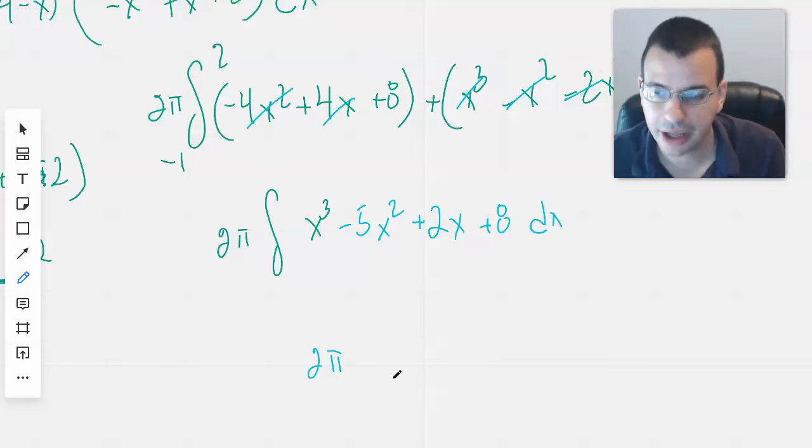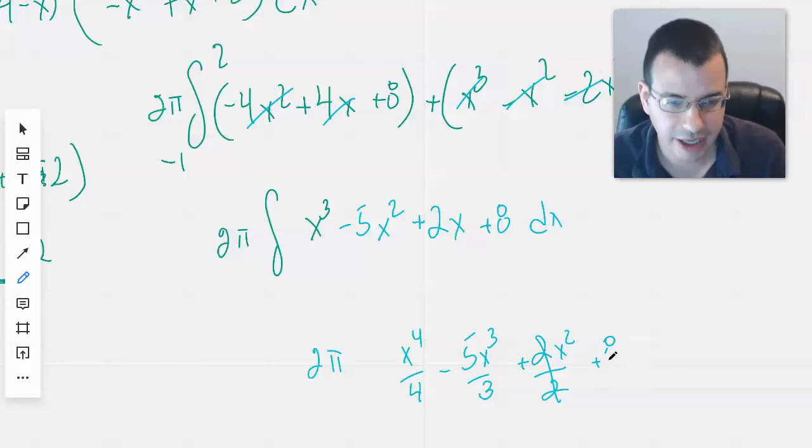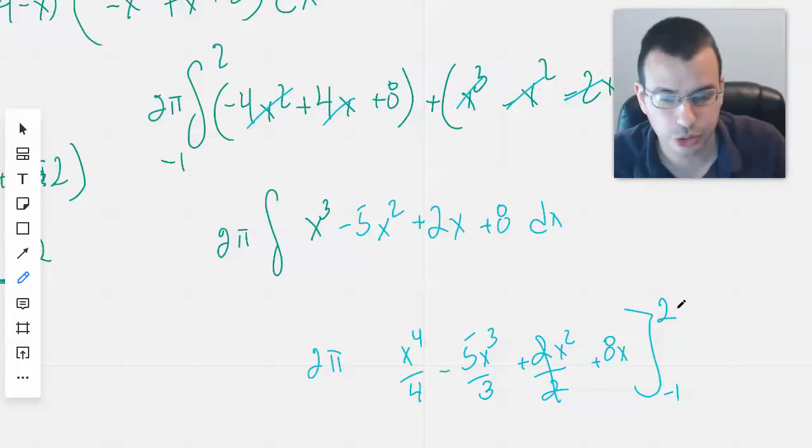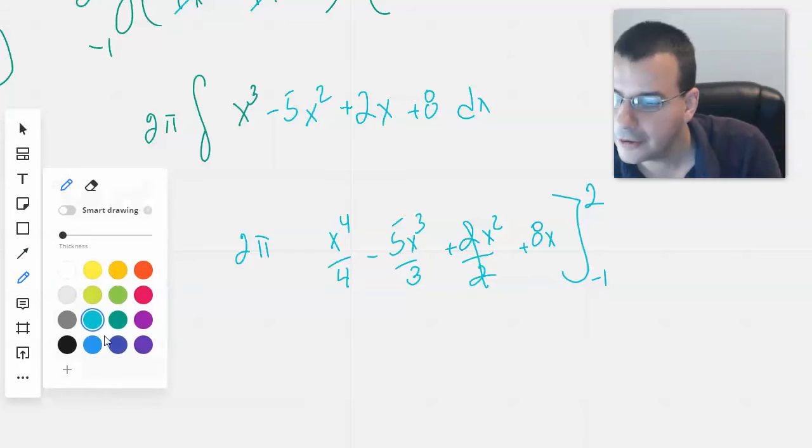2 pi. And then we'll have x to the 4th over 4 minus 5x cubed over 3 plus 2x squared over 2. 2's will cancel. Plus 8x. And we'll evaluate this from -1 to 2. Okay, we can do this.